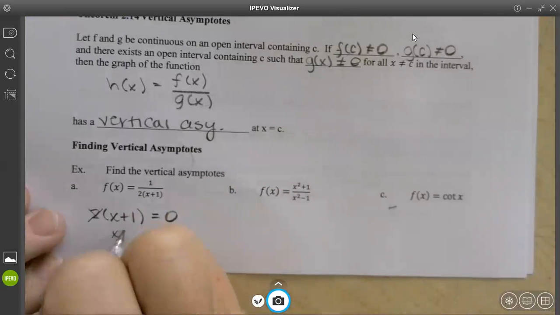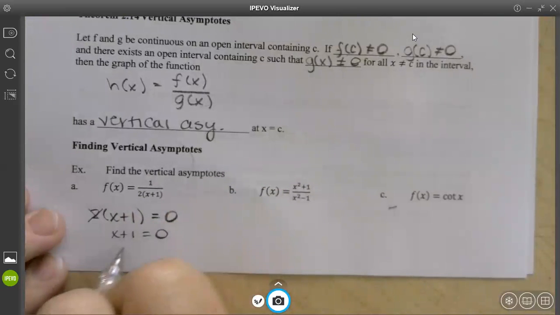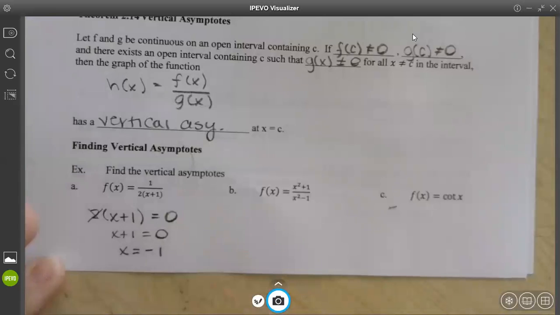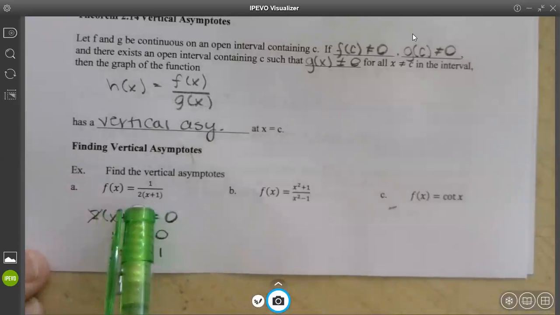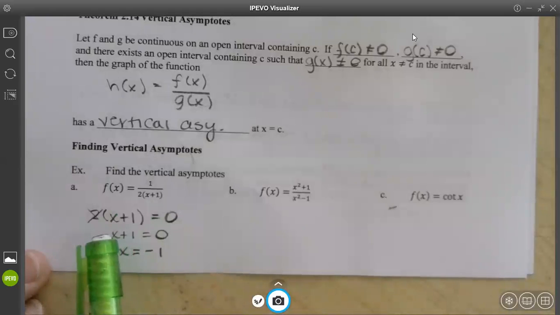Then we get x plus 1 equals 0, and we would subtract 1 over and get x equals -1. That's where your vertical asymptote is. Can you see that just by looking at this factor? Yes, you don't have to do all this work, okay?